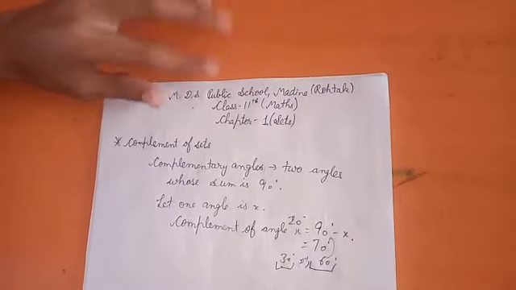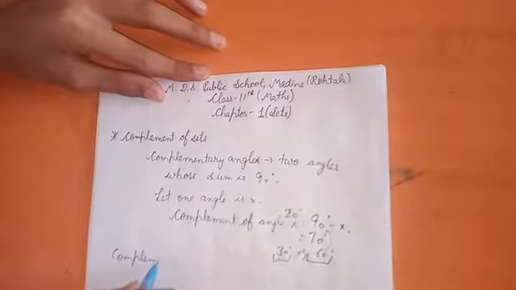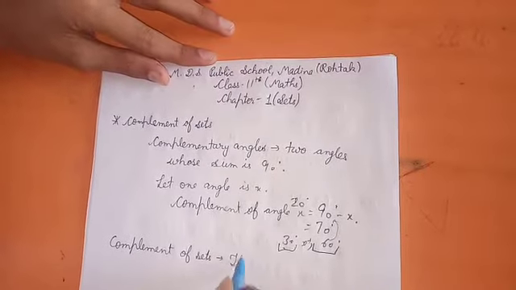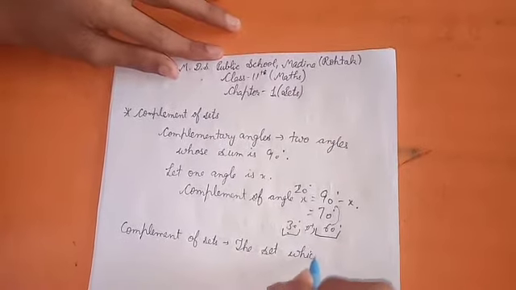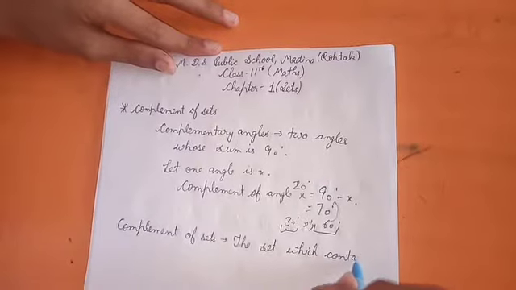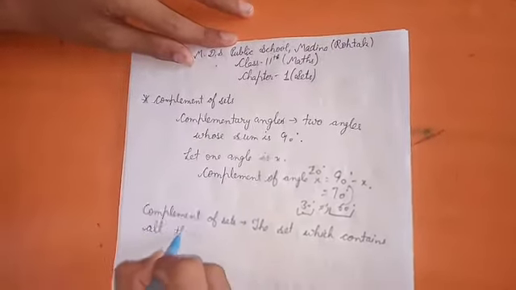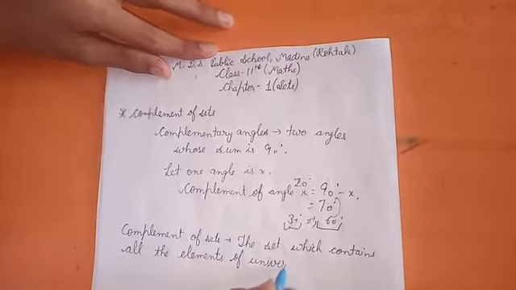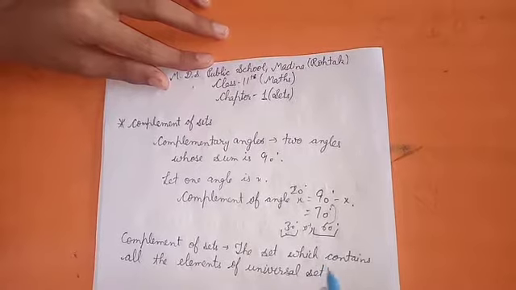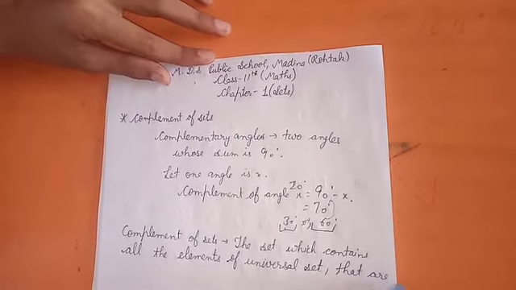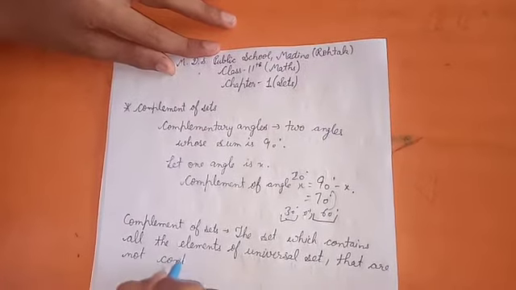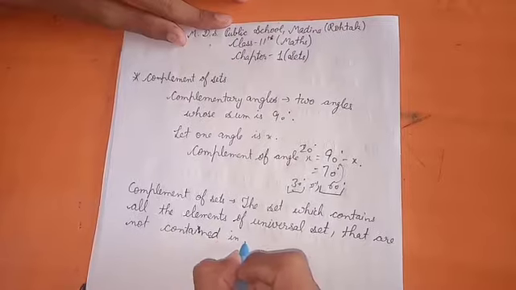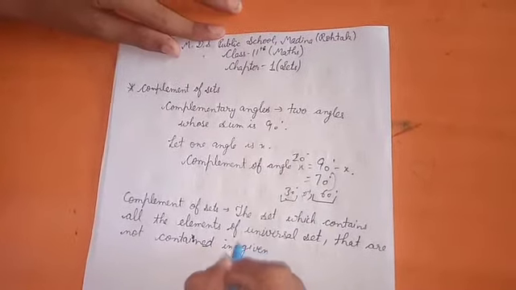Similarly, in complement of sets, the complement is the set which contains all the elements of the universal set that are not contained in a given set.